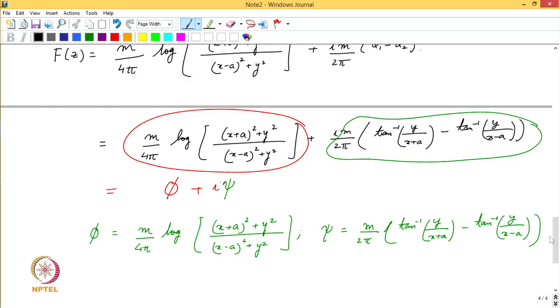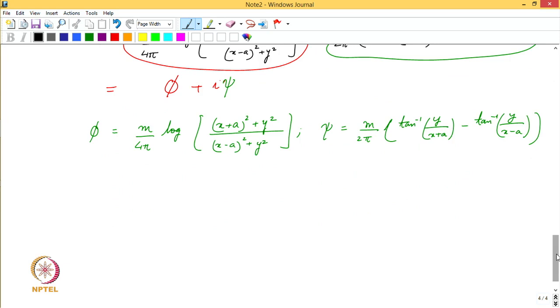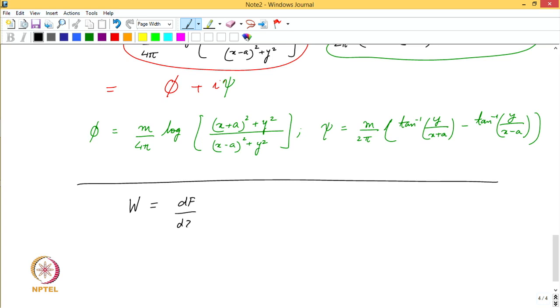Okay. Now, how do we determine the velocity at say x equal to 0? Okay. So, let us take a break here. Let us say how do we determine velocity? We need w essentially, and w is df dz. So, let us look at the definition of f. So, f was m by 2 pi log of z plus a. So, when you take the derivative, that will give me m by 2 pi z plus a in the denominator, and then we had a minus m by 2 pi log z minus a, which will give me z minus a in the denominator.